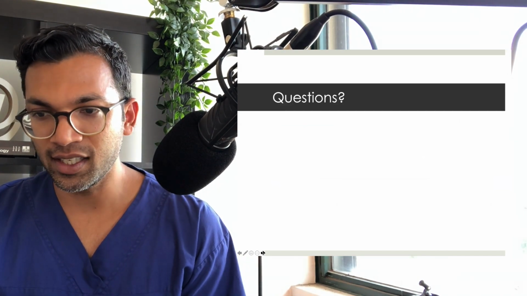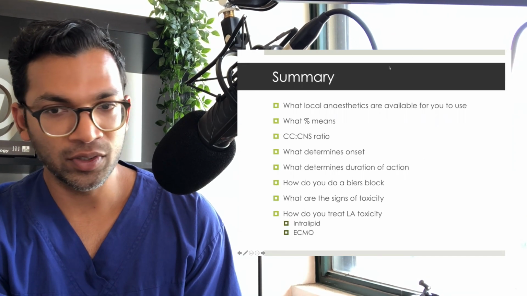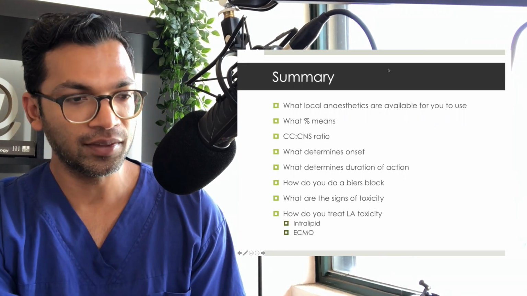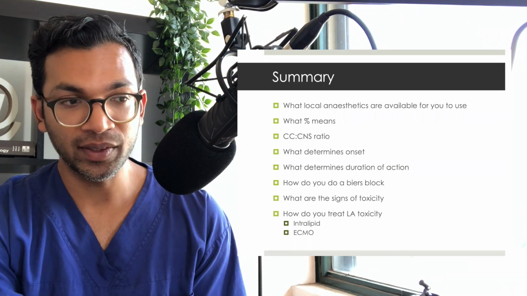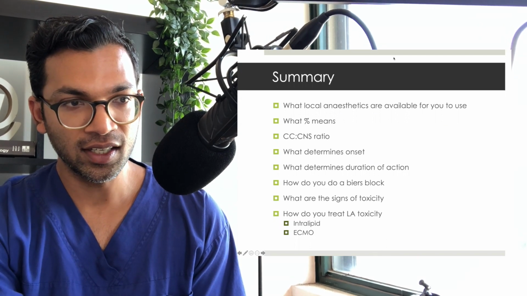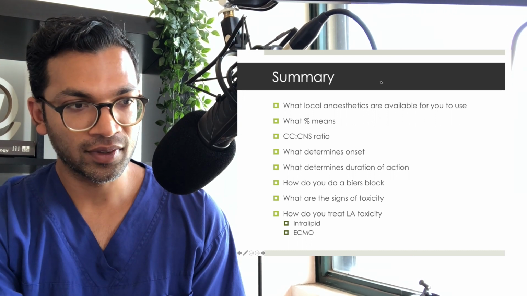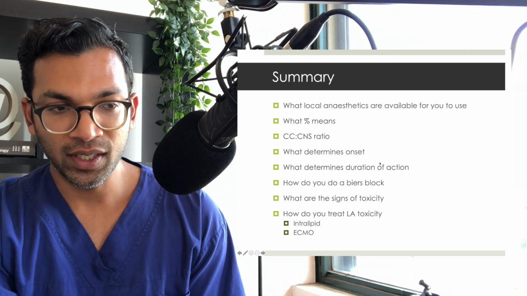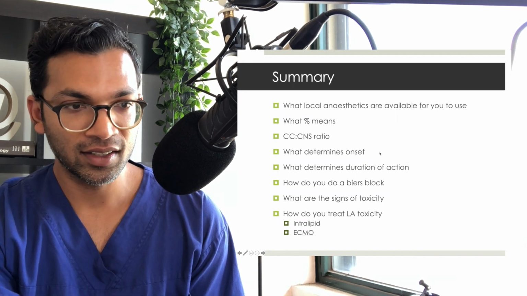So local anesthetics done. Here's the summary. Local anesthetics, the main ones we've gone through: lignocaine, bupivacaine, and ropivacaine. Percentage means 1% is 10 milligrams per mil. CC to CNS ratio is an indication of toxicity. Lignocaine is very safe. The others aren't as safe. What determines onset really is that PKA business. Duration is protein binding and vascularity.